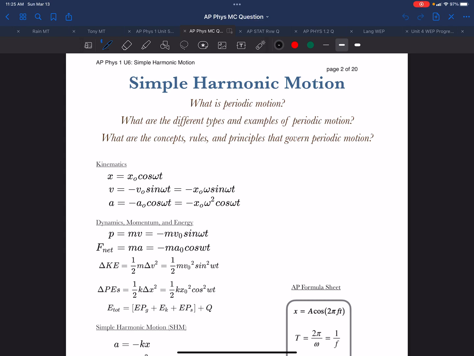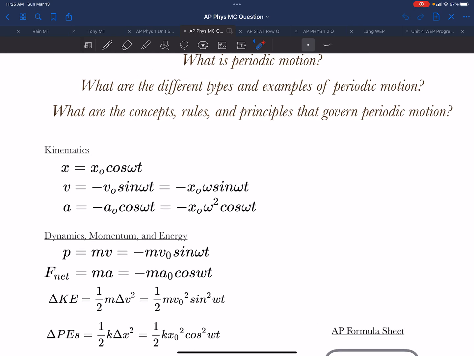As we finish simple harmonic motion, I want to do a review of the formulas involved and how they're related to each other. All the formulas we've seen in this topic can be broken down into two categories. The first of those would be the kinematics of simple harmonic motion, and then the velocity and the acceleration.